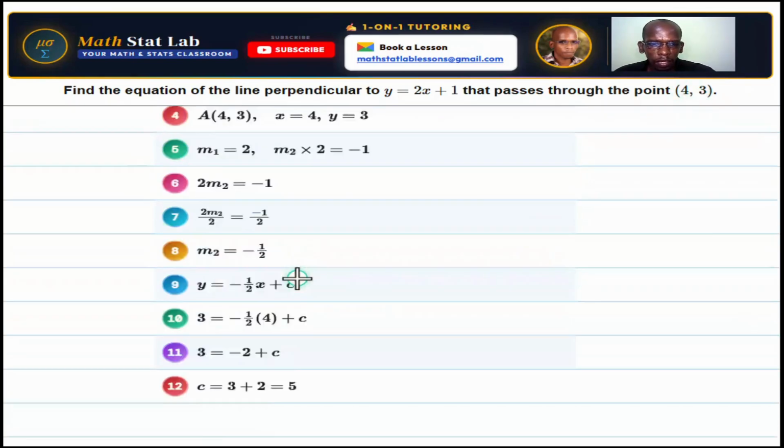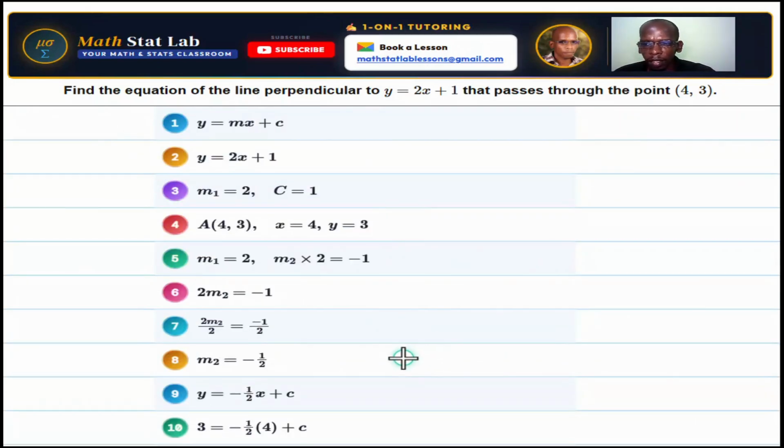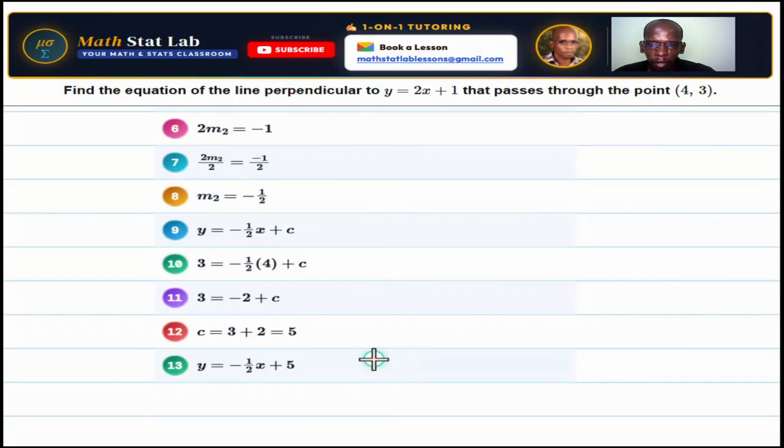Now we have the intercept, and we also have the gradient, which is negative half, and we have already replaced the gradient in our equation. So now plus c, but now we have the c. We can write the equation as y = -1/2 x, where negative half is the gradient of the line, plus c, and c we now know is 5. So y = -1/2 x + 5. And that's how we find the equation of a line which is perpendicular to another line.